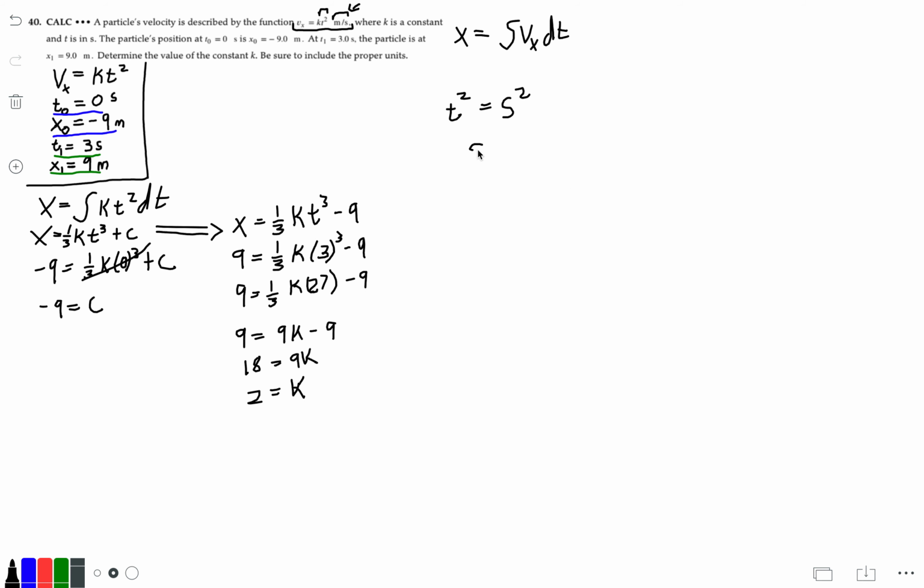So if we had s squared, we could multiply s squared by meters per second cubed in order to get meters per second. Therefore, the answer to this problem would give us k equals 2 meters per second cubed.